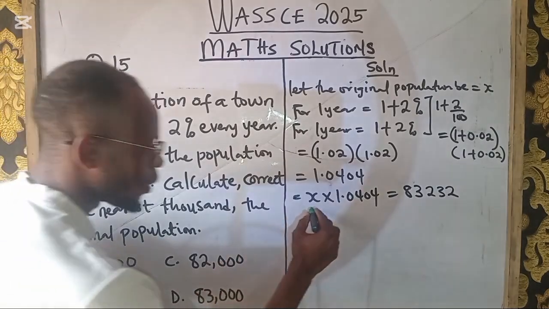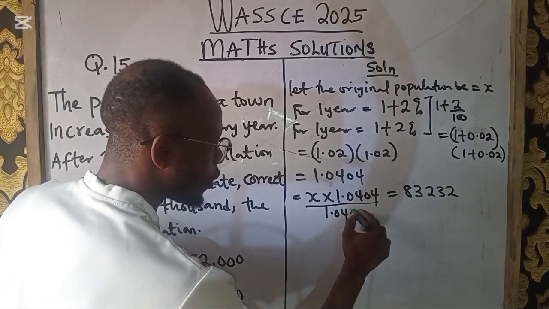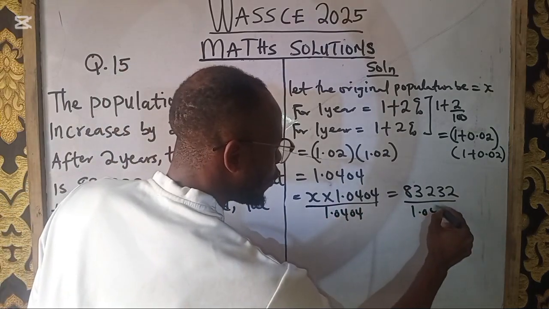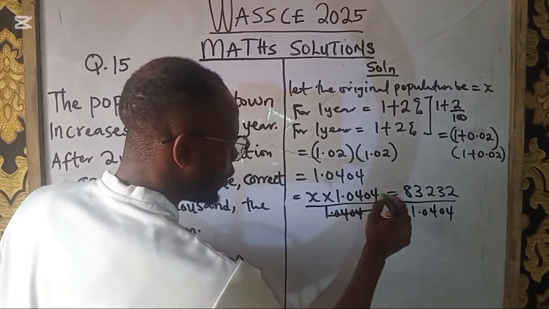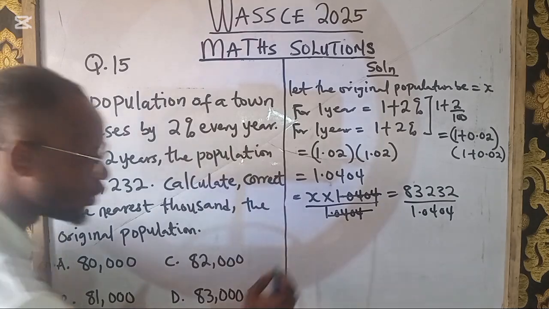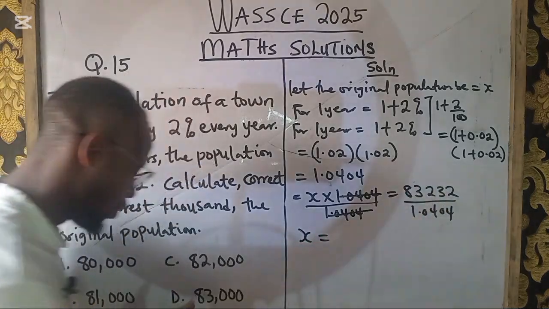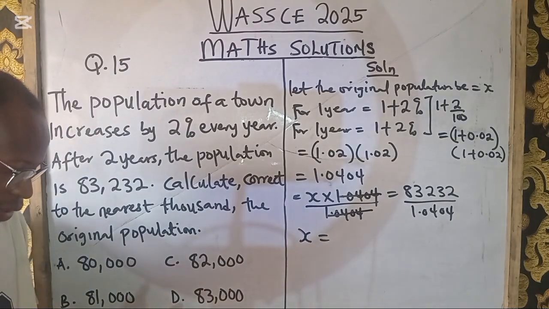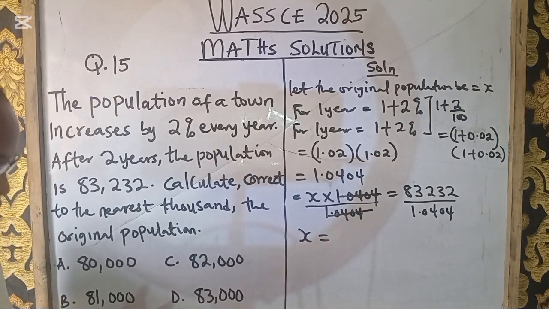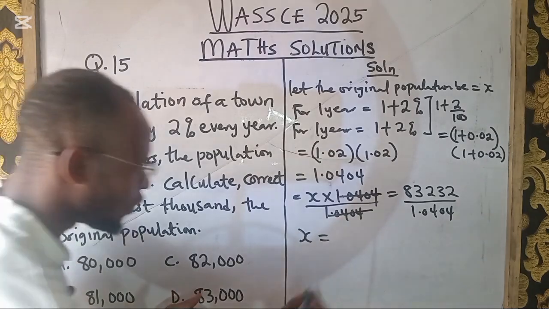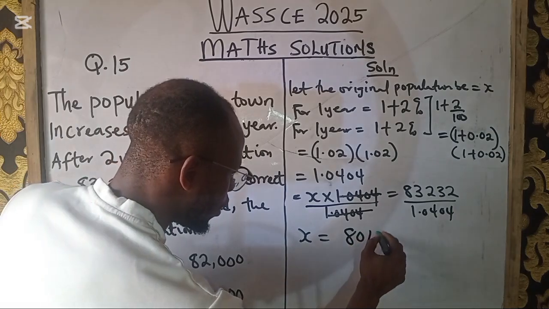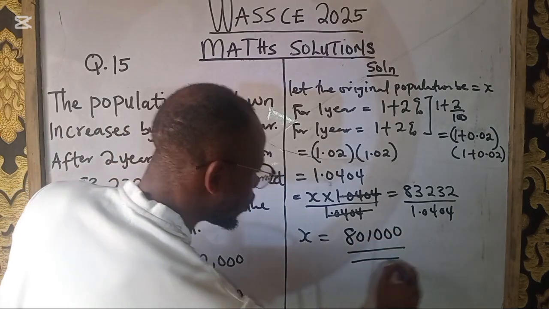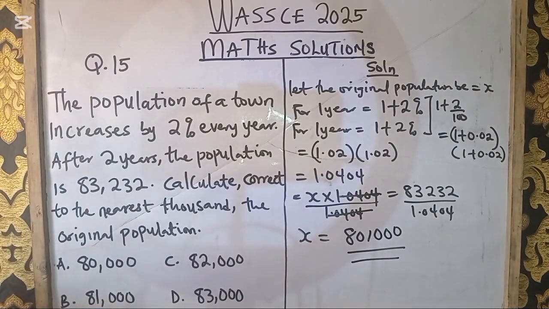So I can divide both sides by 1.0404, which eliminates this out, right? So the value of X will now be equals to, let's evaluate this also in calculator, 83,232 divided by 1.0404. So what I have here is 80,000. So 80,000 is the original population. So the correct answer is option A.